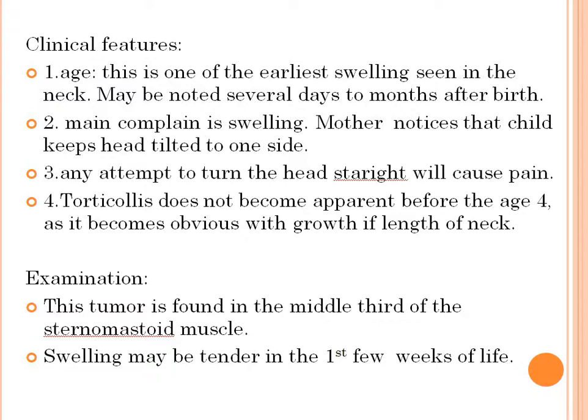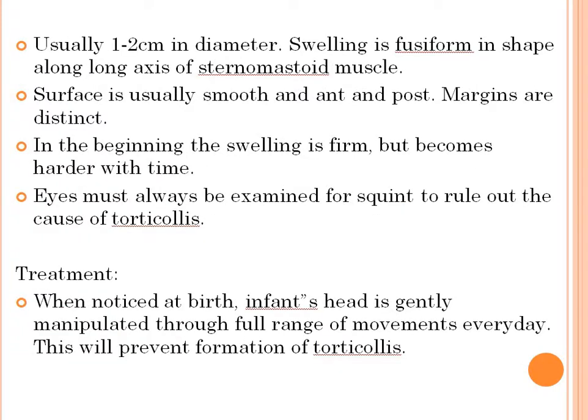On examination, this tumor is found in the middle third of the sternocleidomastoid. The swelling may be tender in the first few weeks of life. Usually 1 to 2 cm in diameter, the swelling is fusiform in shape along the long axis of the sternomastoid muscle. The surface is usually smooth and the anterior and posterior margins are distinct. In the beginning the swelling is firm but becomes harder with time. Eyes must always be examined for squint to rule out other causes of torticollis.